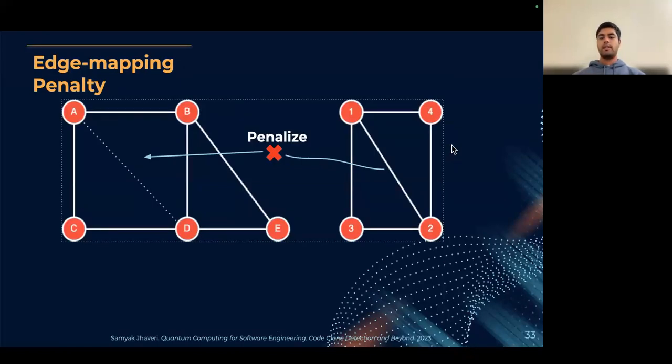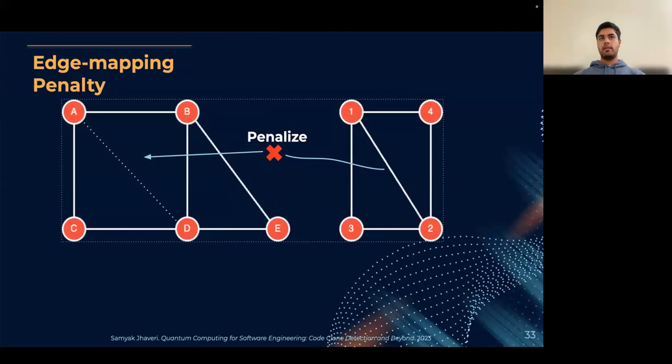Similarly, for the edges, every time there is an incorrect mapping from G2 to G1, it is penalized. So essentially, if there is an edge between two nodes in G2 being mapped to the corresponding nodes in G1, it has to check whether there is an edge or not. If the edge exists, then no problem, no penalty, you can map it. But if the edge in G1 does not exist, then it's penalized. So essentially, we're sieving out all the incorrect mappings just to keep the correct ones.